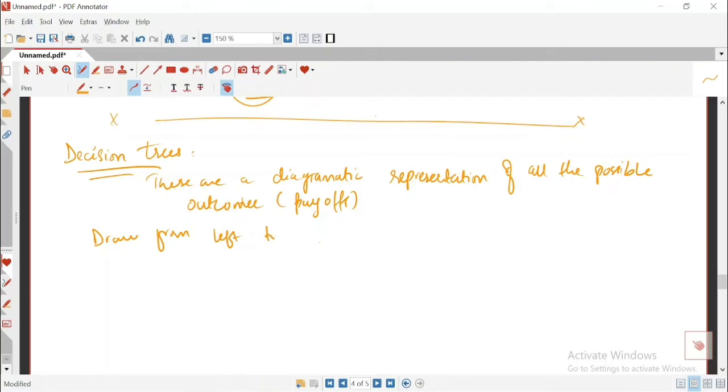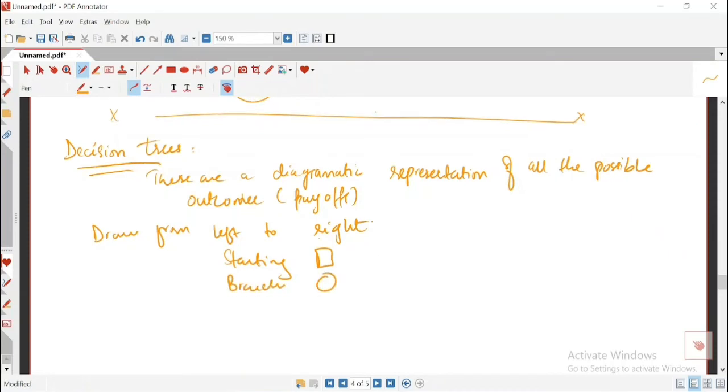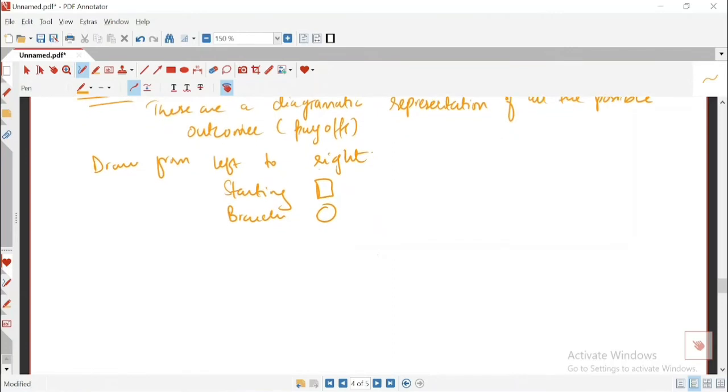So we are going to draw from left to right. Starting point होता है box square, and branches जो होंगी they are going to be drawn using a circle. Decision making कैसे होगी? Once you are done with the drawing and construction of a decision tree, you are going to move on to the decision making.